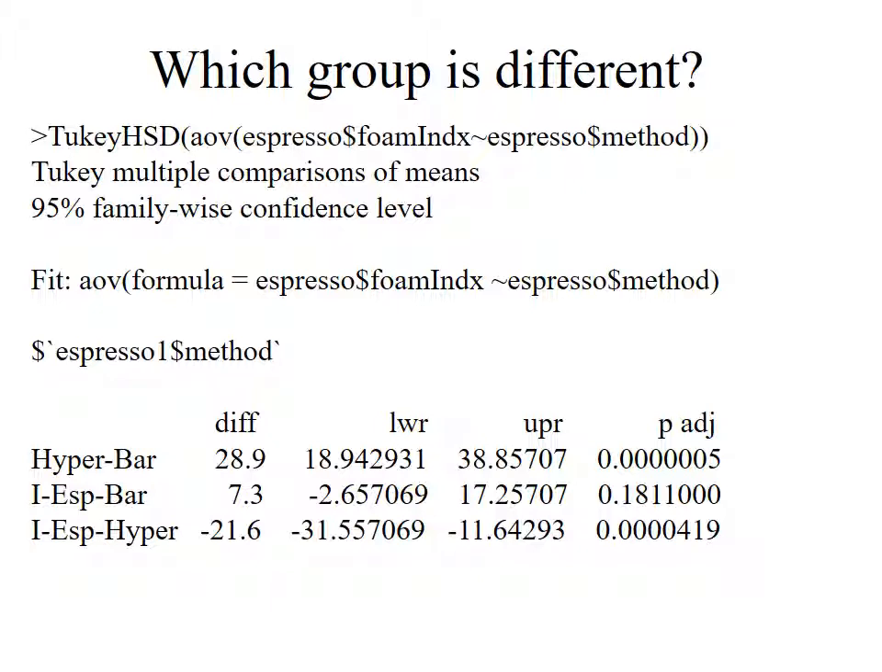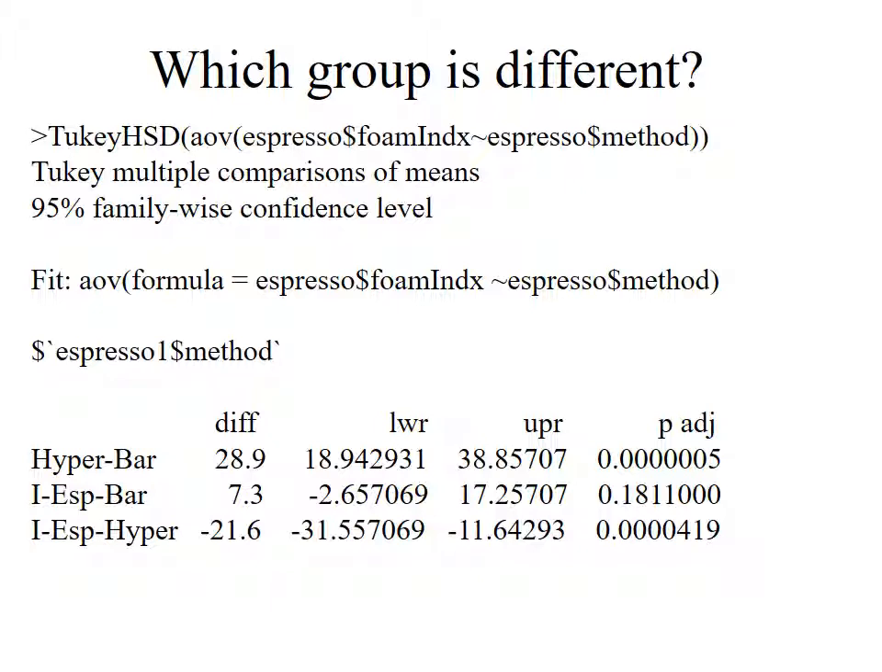You notice that the smallest p-value comes from comparing the hyper method with the bar method. So each row of this compares one group with another group. So the first row of this table compares the hyper method with the bar method. We get a really, really small p-value, so we have a statistically significant difference between that. And we can find that the mean difference is somewhere between 18 and 38. On the other hand, if I go to the next comparison, the espresso method with the bar method, that p-value is 0.18. That's not statistically significant. That's more than 0.05. So this data, these 9 cups of coffee from each method, are not enough to establish that there's a difference between those two methods.